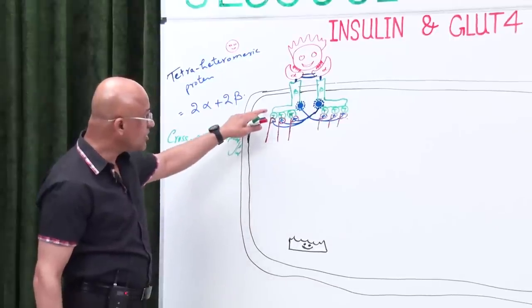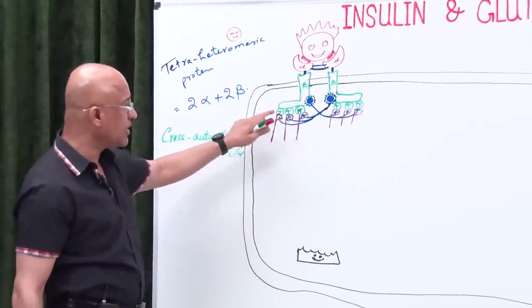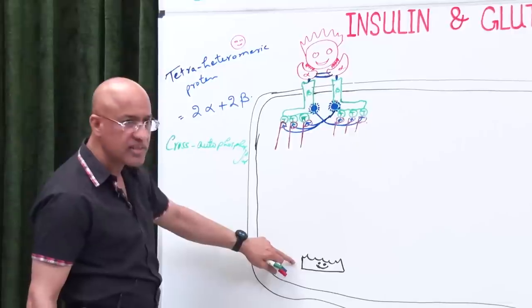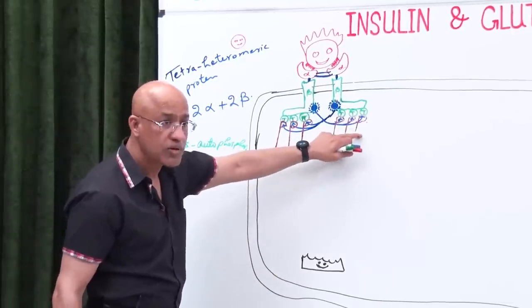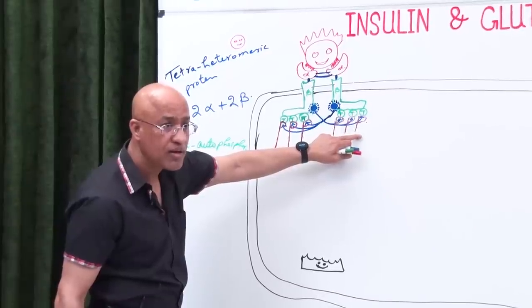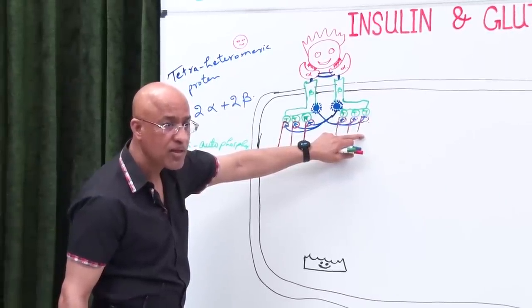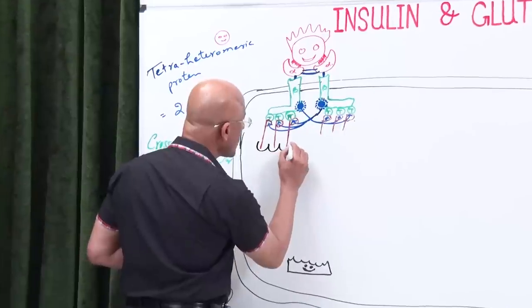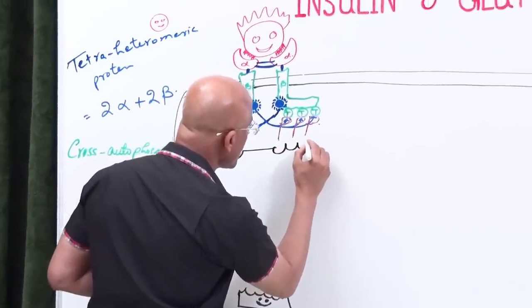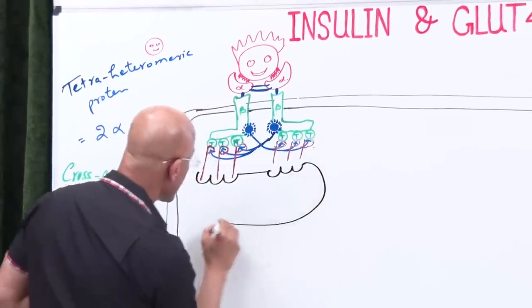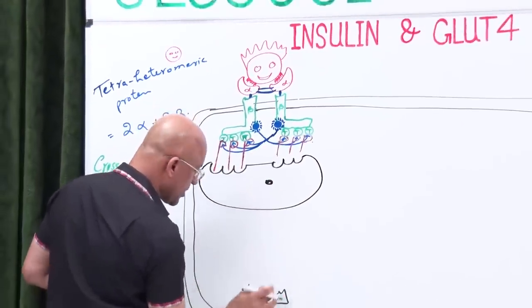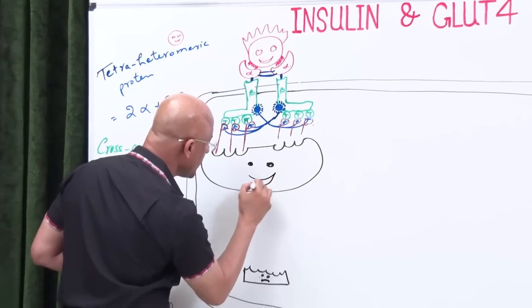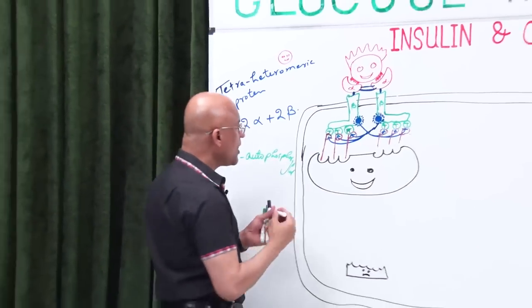But as soon as these beta chains have gone under cross tyrosine phosphorylation, then this protein is going to bind with these tyrosine phosphorylated parts of the beta components of the insulin receptor. This will move there and bind there. Previously it was inactive, and now it is active.